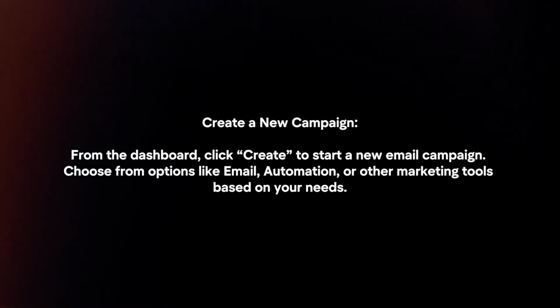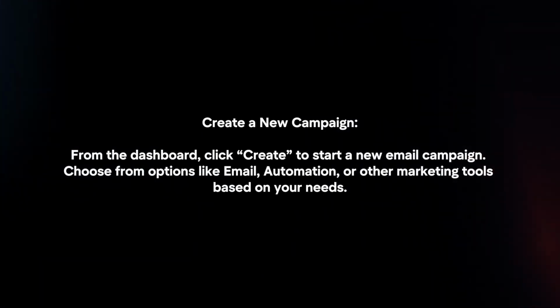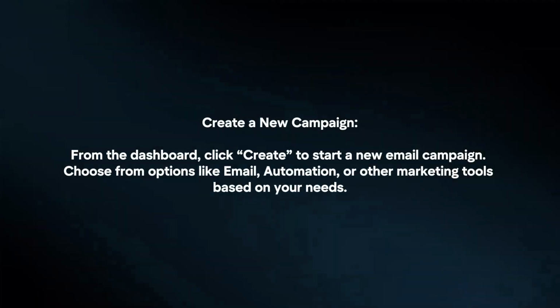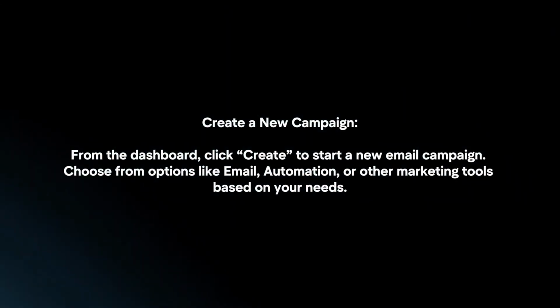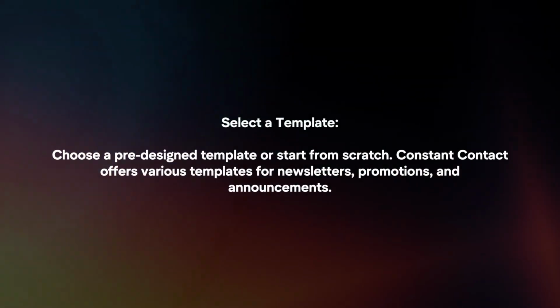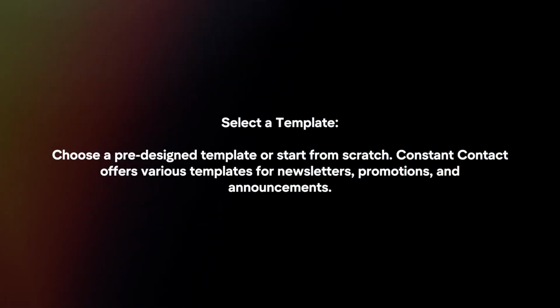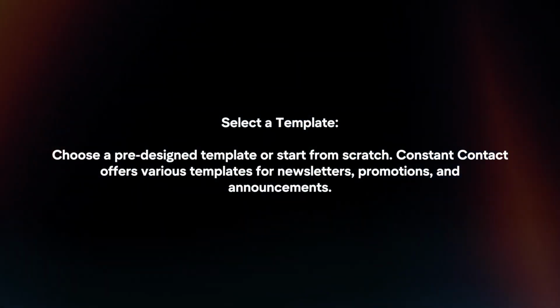Create a new campaign. From the dashboard, click Create to start a new email campaign. Choose from options like email, automation, or other marketing tools based on your needs. Select a template. Choose a pre-designed template or start from scratch. Constant Contact offers various templates for newsletters, promotions, and announcements.